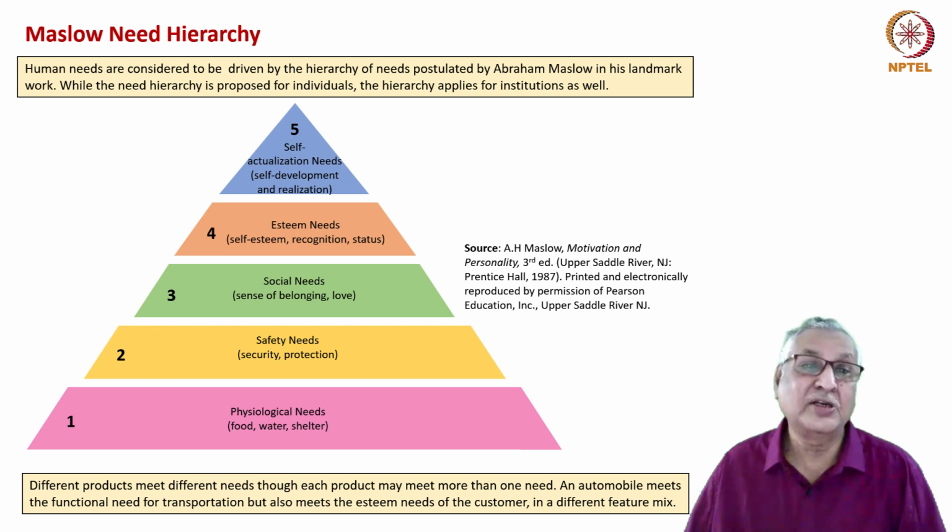At the bottom of the need hierarchy lies the physiological need structure. That is, we need food, we need water, we need shelter. Second, we need safety, security, protection that includes in the organizational context a job and a career. At the third level, we have social needs, the sense of belonging and love. And at the fourth level, we have esteem needs, that is self esteem, recognition, and status. And at the fifth level, we have self actualization needs, that is, needs related to self development and realization.